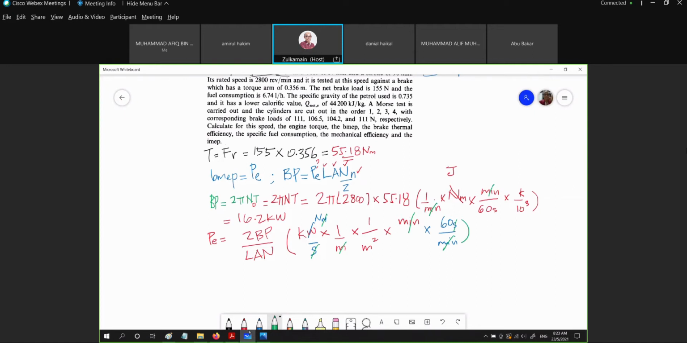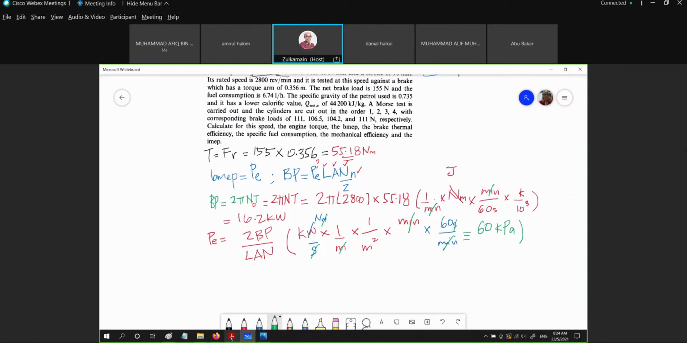So this is equivalent to kilopascal, or kilonewton per meter square. So this is 60 kilopascal. So we have to multiply the whole thing by this.